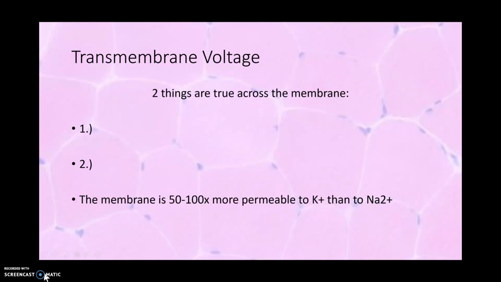Okay, so with transmembrane voltage, the characteristic of excitability is determined by the existence of this transmembrane voltage. This voltage is determined by 2 things. The sodium-potassium exchange pump is number 1, and 2, the difference in permeability between sodium and potassium. The cell membrane is 50 to 100 times more permeable to potassium than to sodium.